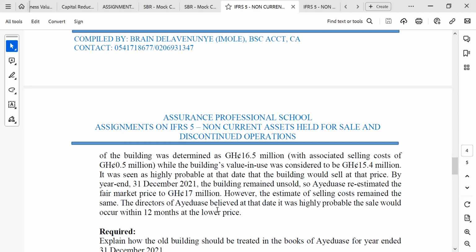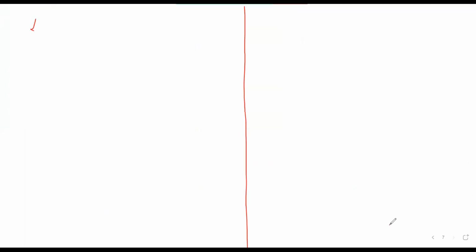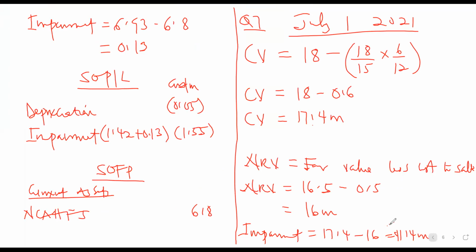It means that at the date of this one, we still have to find our net realizable value for the re-estimation. So we have our net realizable value to be the fair value, which is 17 minus the cost to sell. So at that time, you are going to sell the asset and you are going to incur the same selling cost. So this will now be brought down to 16.5. So the new realizable value now is 16.5.